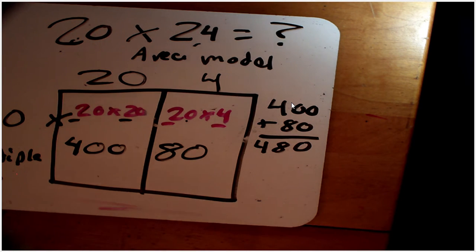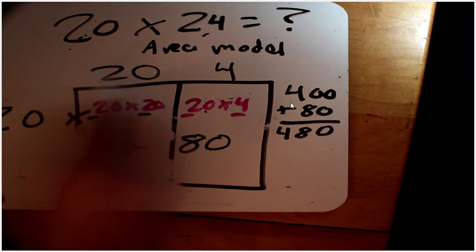It also helps us as the adults who work with you to identify where you made a mistake and quickly and efficiently give you the ability to correct your thinking. So let's try another one together using the area model.